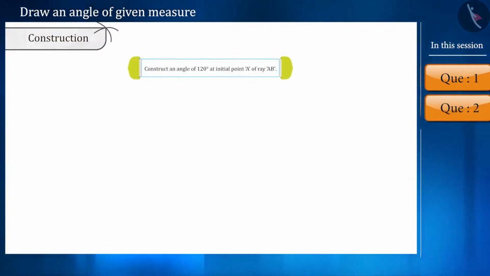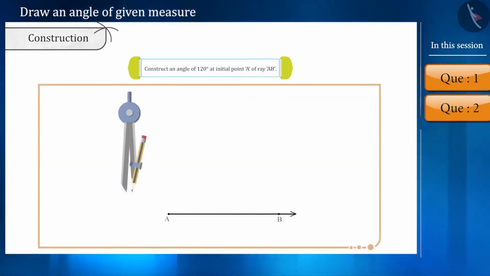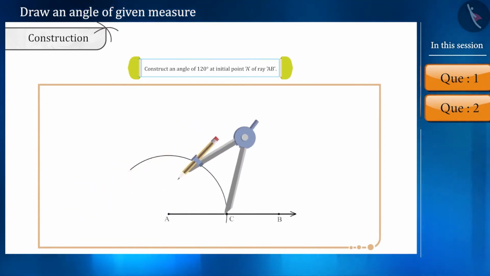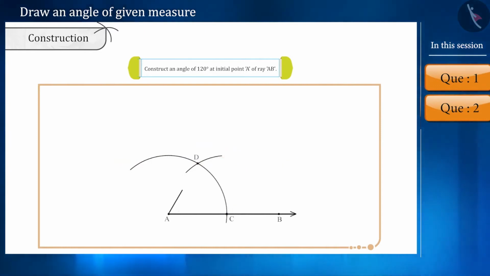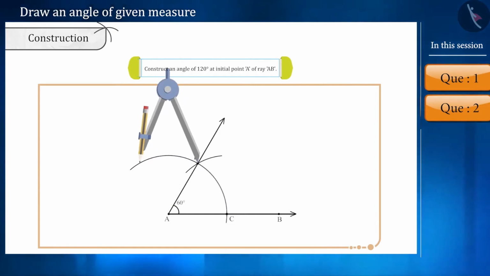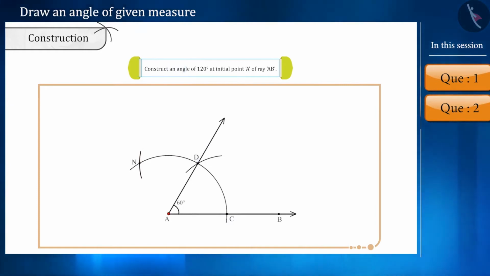So now, if we have to construct an angle of 120 degrees, what will we do? Here first an angle of 60 degrees will be constructed like we did in the previous question. And then from point D, without changing the measure of the radius, we will draw one more arc, which will intersect the arc drawn from point A. And from point A to this intersecting point, we can draw a line to form an angle of 120 degrees.